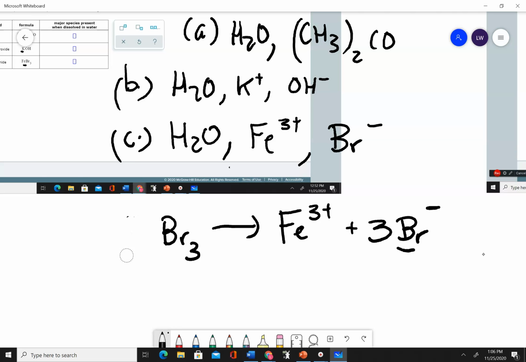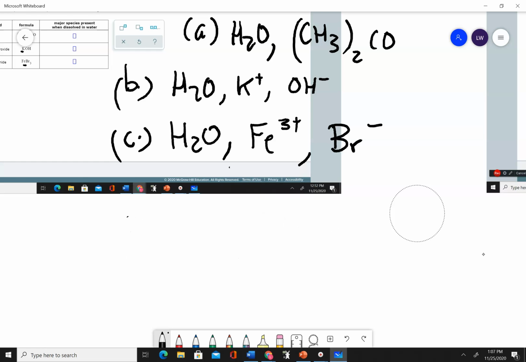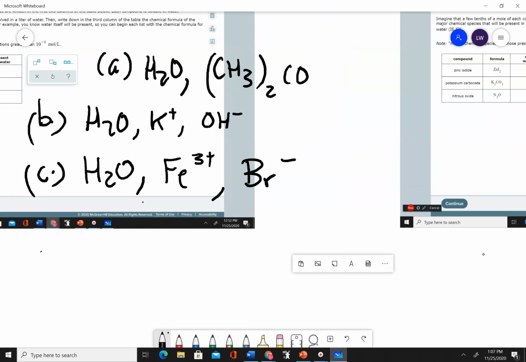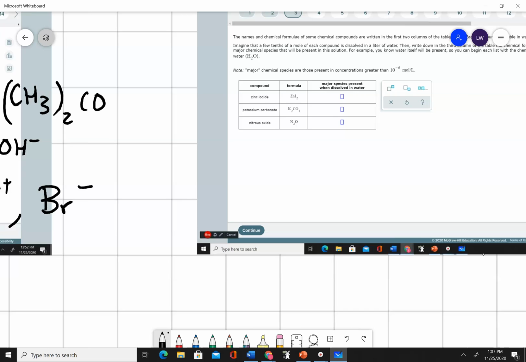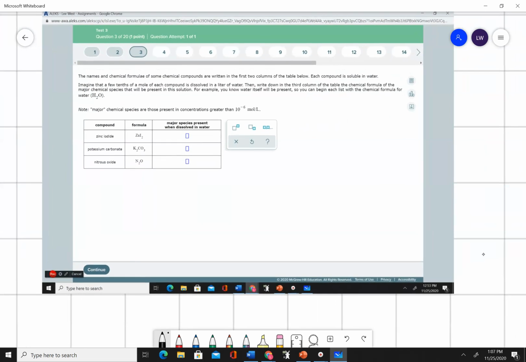Okay, so you're getting the idea here. Ionic compounds, we have to dissociate them into their component ions, and covalent compounds, unless it's an acid, we're going to leave it intact.